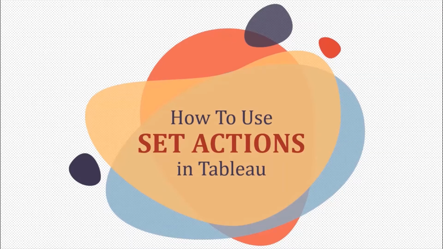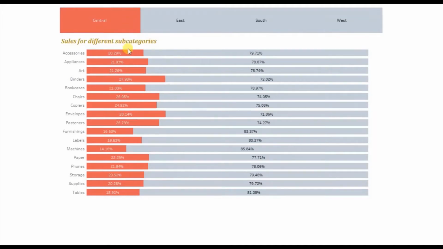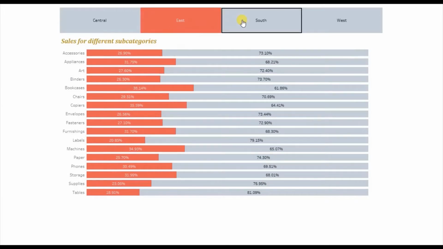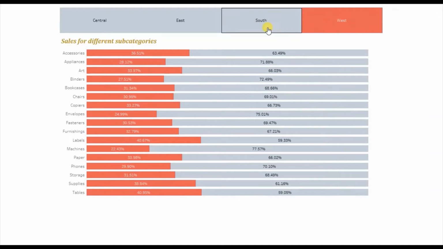In today's session, we will see how to use set actions in Tableau. Here I have all the regions shown as a button, and as I select any region from here, the chart will update to show percentage of sales in that particular region. Let's select central region. You will observe that the chart has updated and the red color is showing percentage of sales in central region. Similarly, we can select any region we are interested in and see the percentage of sales in that particular region. This has been achieved using set action. Let's jump in Tableau and see how do we do that.